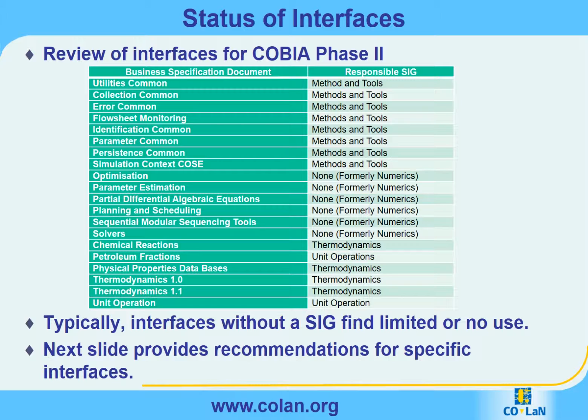These are the business specifications that are out there, along with what SIG is currently responsible for maintaining them. There's a big chunk of them here: optimization, estimation, PDAEs, planning and scheduling, sequential modular, sequencing tools and solvers that don't have a home right at the present time. They used to belong to numerics, and there really isn't an active numerics SIG. So those, we need to decide how to move forward with those.